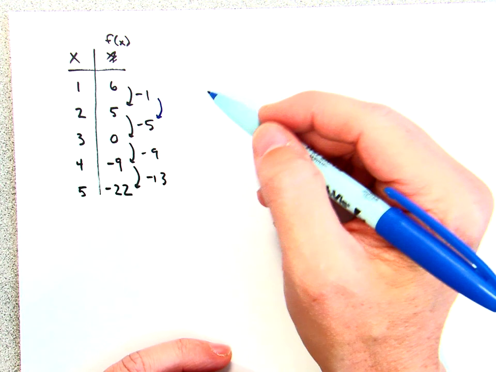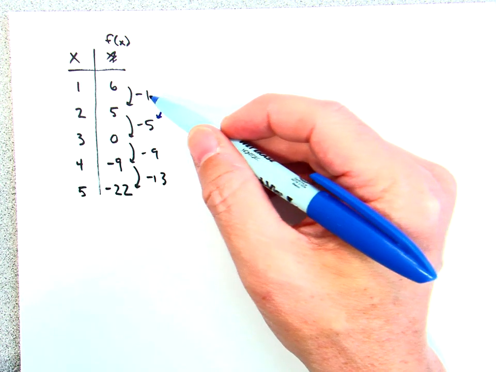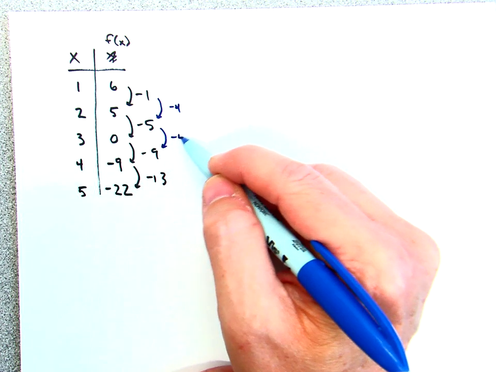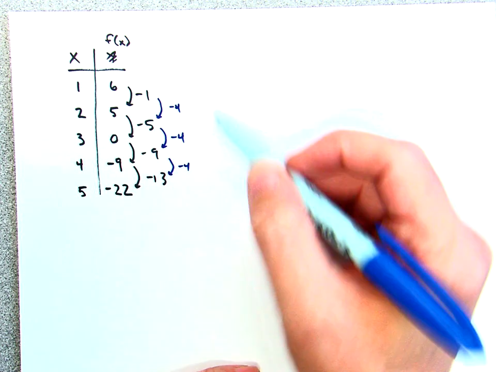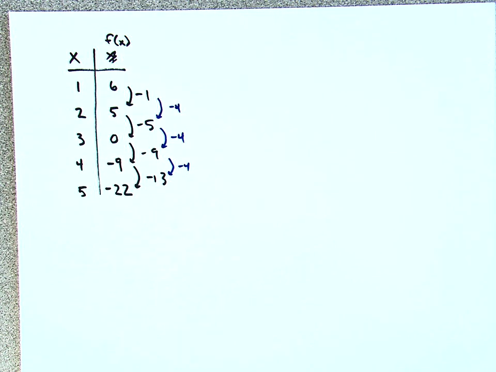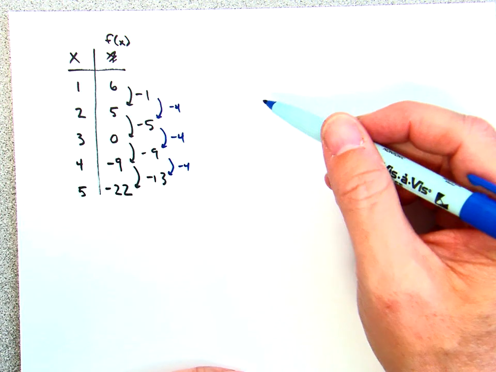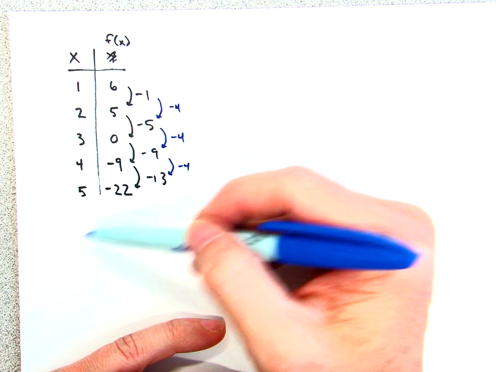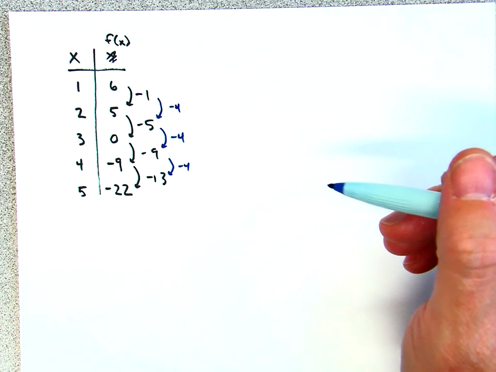But now I want to see how to get from this difference to this difference. This would be subtracting 4, subtracting 4, subtracting 4. So since this 2nd order difference is constant, I know that my growth is linear. This represents a quadratic function.